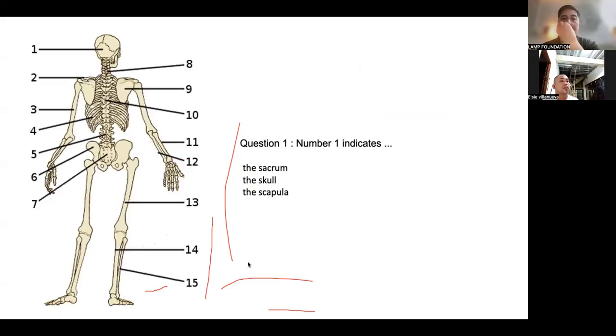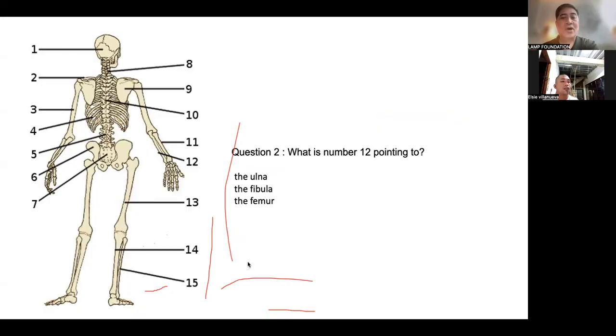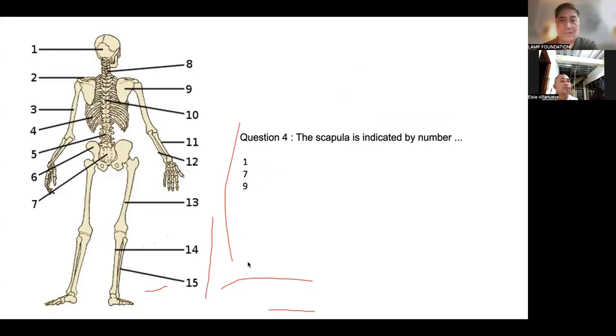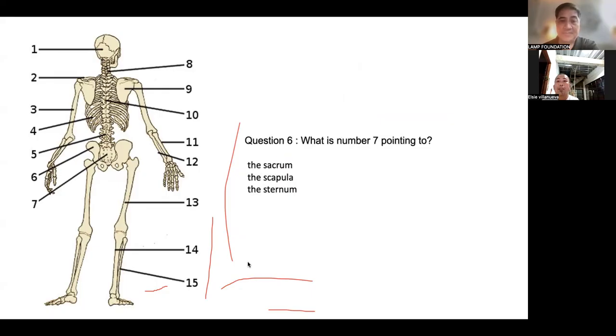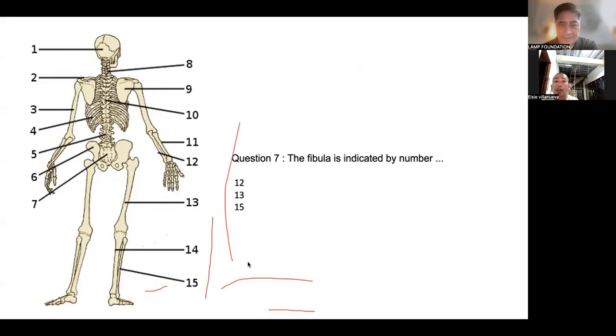Number 1, skull. Number 12, the ulna. Number 13, the femur. Scapula. Number 9. Number 6, the ilium. Number 7, the sacrum. Fibula.